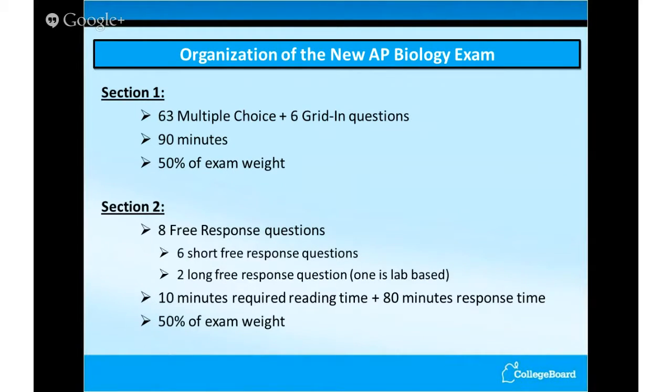So we looked at multiple choice and we looked at free response. For the AP Biology, there's 63 multiple choice and 6 grid-in item questions. That's a new section, and the grid-in item questions are where you would actually calculate a number and grid in 4.23 or something like that, right? Students get 90 minutes for that, section 1. And then section 2 is 8 free response questions, 6 short and 2 long. And there's 80 minutes for that, and it's 50% weight for both.